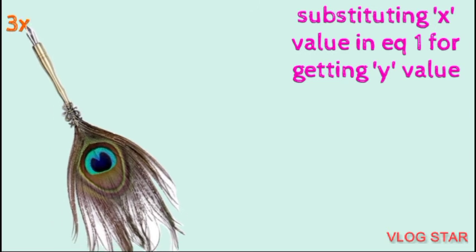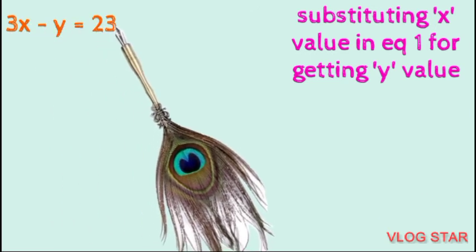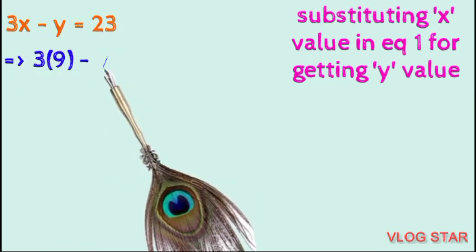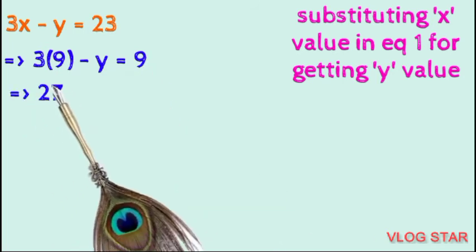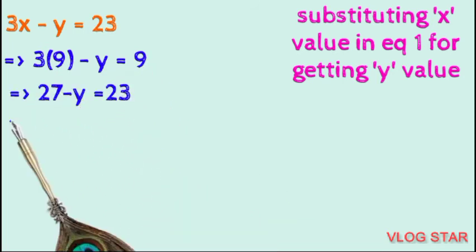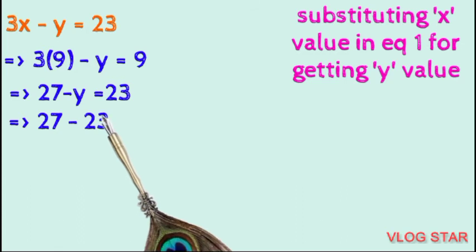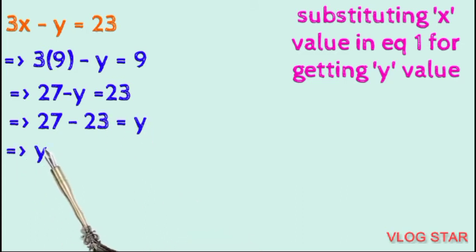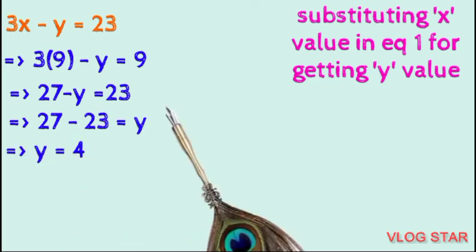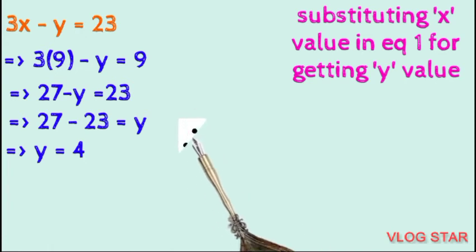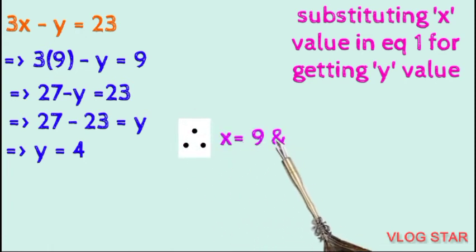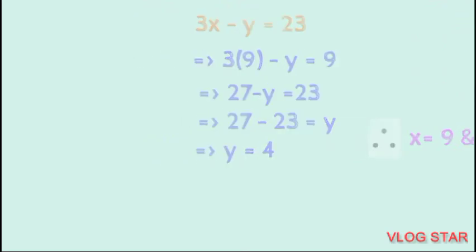Substituting the x value in equation 1 for getting the y value. 3x minus y equal to 23. That implies 3 into 9 minus y equal to 23. 27 minus y equal to 23. 27 minus 23 equal to y. That implies y equal to 4. Therefore x equal to 9 and y equal to 4.